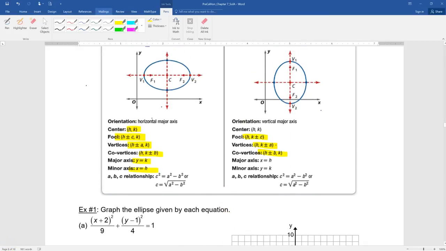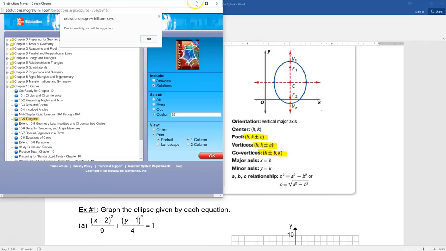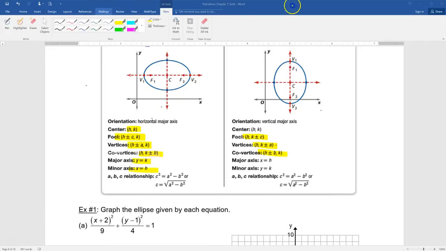By the way, here's a question. All right. First one to give me the answer gets brownie points. How much is this distance? 2A. Brownie points for you, because from the center to the vertex, it's A, right? That means the whole thing is A and another A, 2A.